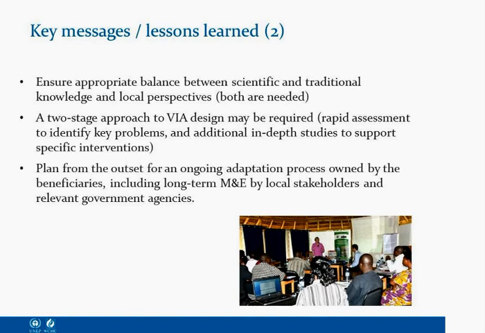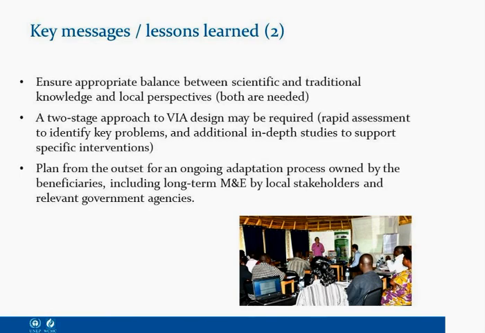The second really important message that we came to realize through the course of the project was that a two-stage or even several-stage approach to VIA design may be required. So it is not helpful to try and develop the plan for the vulnerability assessment right at the outset of the project and contract an institution and consider this as being set in stone.